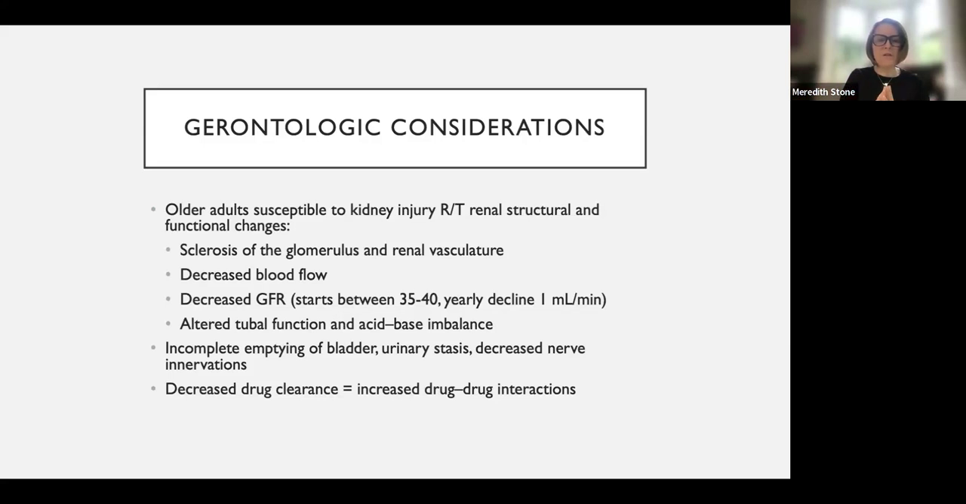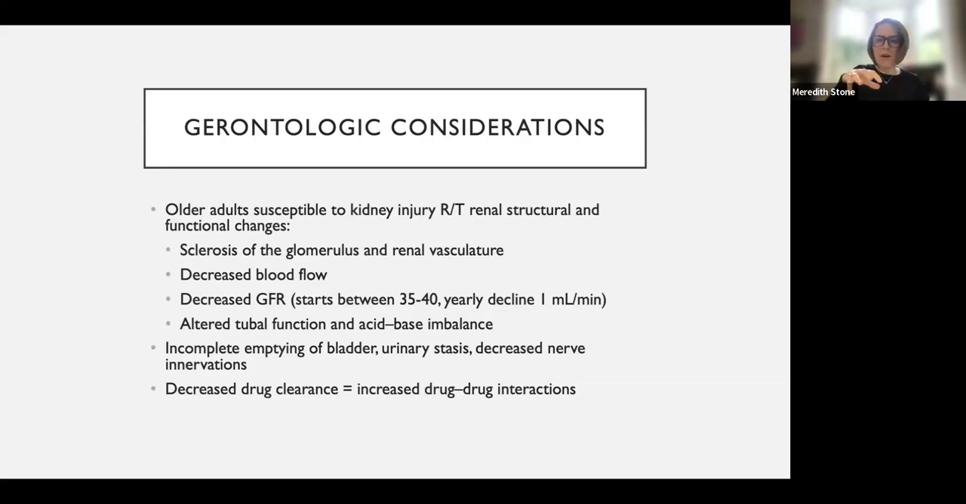If you have decreased renal vasculature, you're going to have decreased blood flow. Decreased blood flow is going to result in decreased glomerular filtration rate, okay? You can see this starting at age 35 to 40, and the older you get, the worse it gets. It also affects tubular function and acid-base balance. We aren't able to empty the bladder as well, because all our musculature is going to decrease in ability.